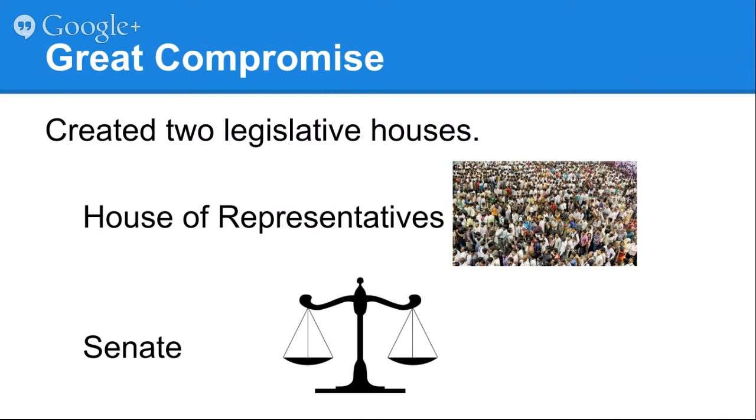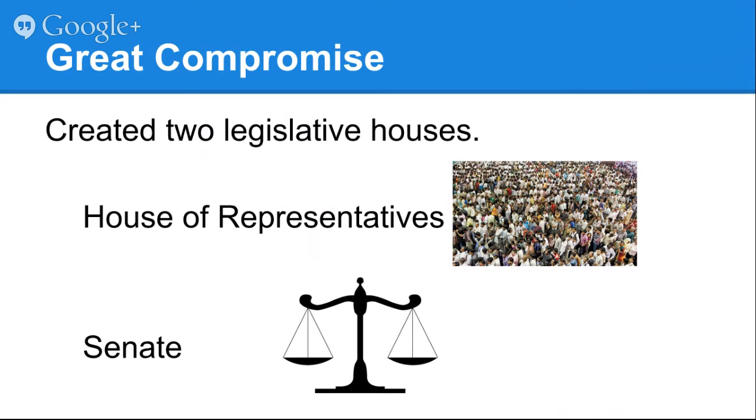If we spread the power out to as many people as possible, then we have a greater chance of not having an oppressive, abusive government. It creates the House of Representatives, which is based on population. There's your Virginia Plan. And it creates the Senate, which is based on equality.